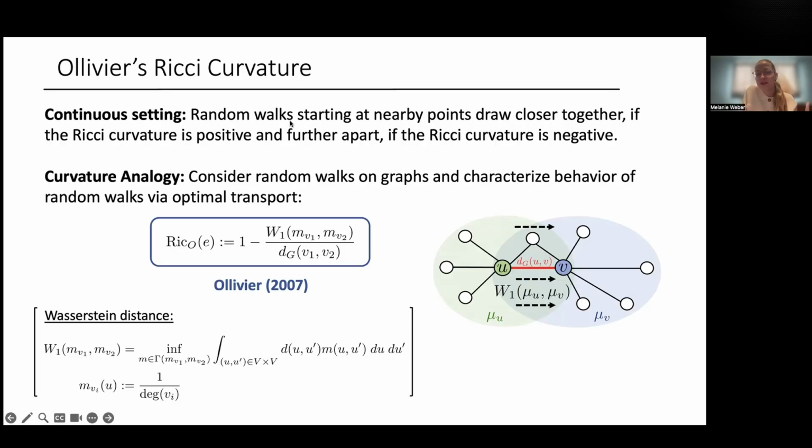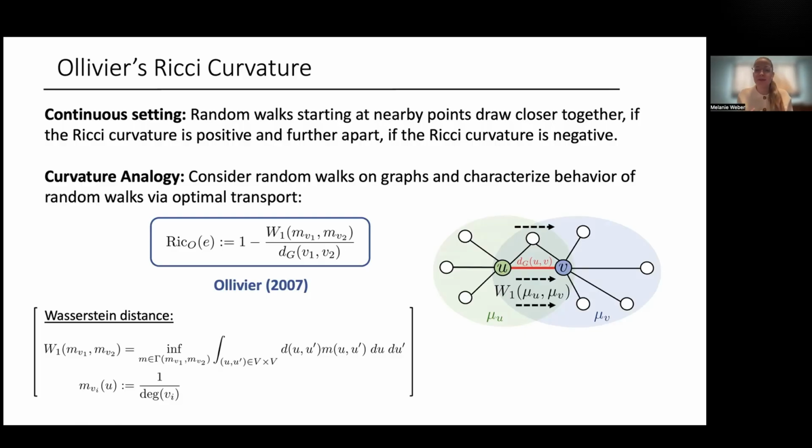So if we're in the continuous setting and we start two random walks at nearby points, then it is known that they will remain close by or draw together if the manifold has locally a positive Ricci curvature. And with high probability, they will draw apart, so diverge, if the Ricci curvature is locally negative. So this is a geometric fact that one can prove rigorously in the continuous setting.